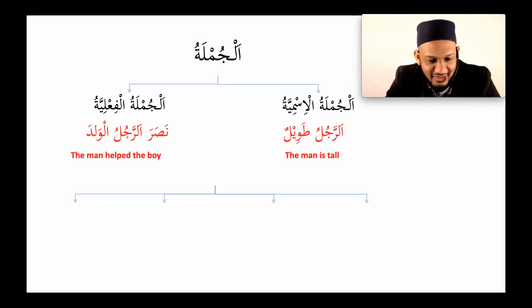Okay, good. And then how would you recognize the different parts? So the fi'l you would know from doing sarf. You'd have to check if it's a past or present verb just by looking at the construction of it. Okay, good. So the fi'l you can recognize as past or present. How do you know where the fa'il is?